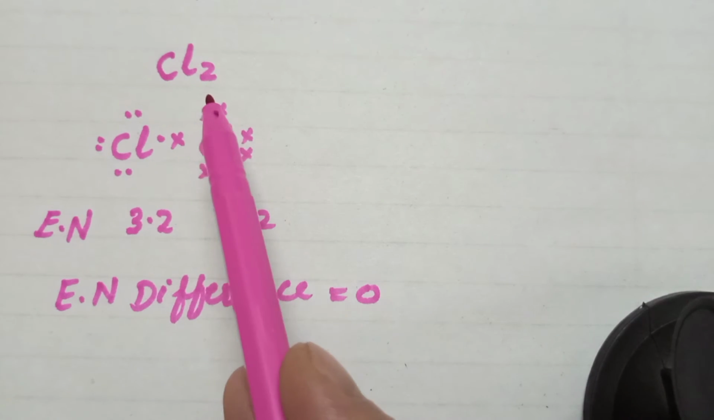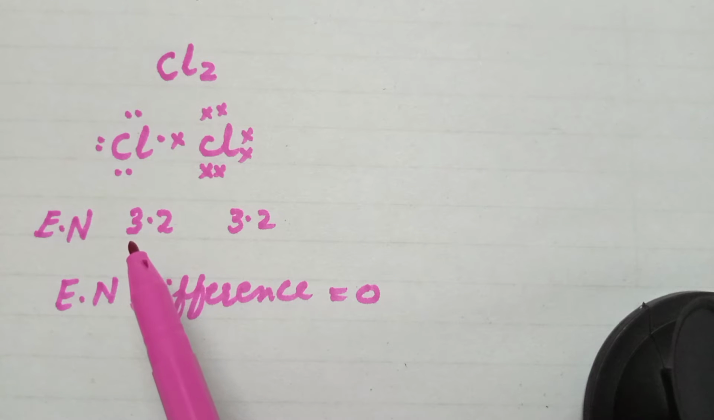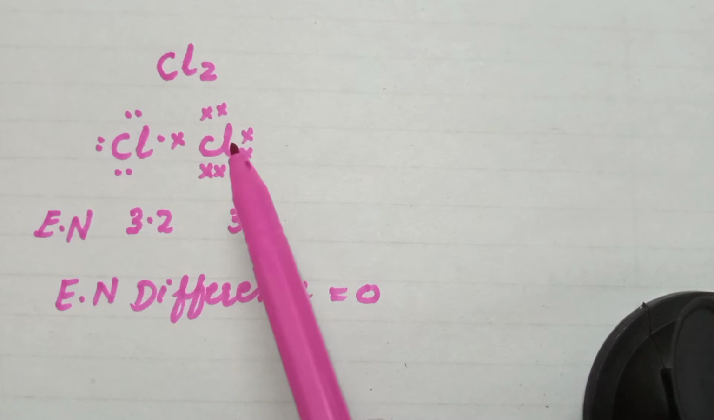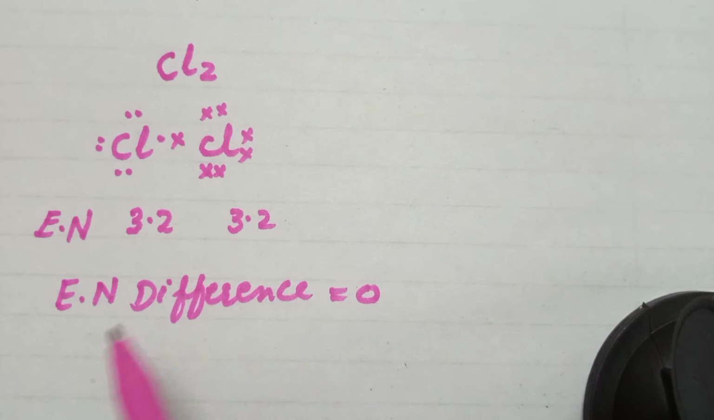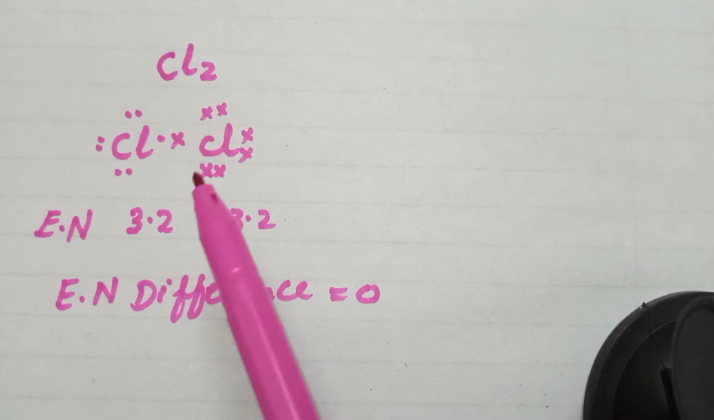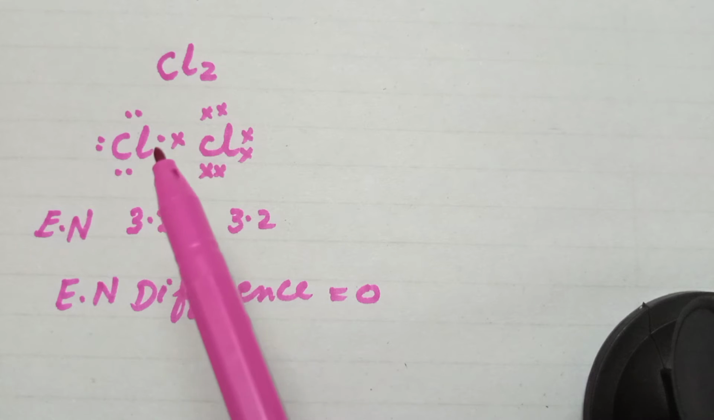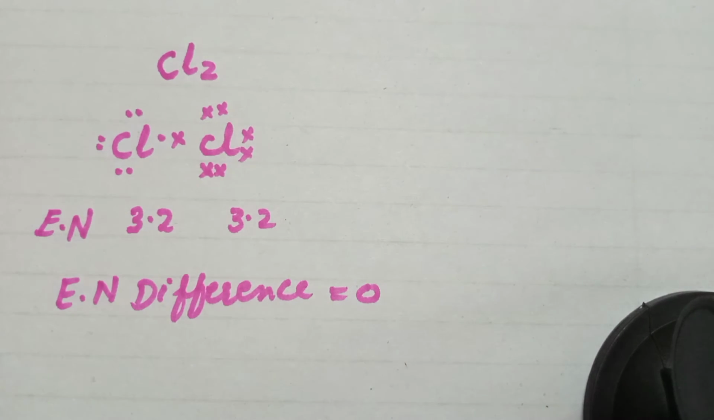In chlorine molecule, each chlorine atom has the same electronegativity, that is 3.2. This atom also has 3.2 and electronegativity difference is 0. It means that in this molecule, shared pair of electrons is also experiencing the same force of attraction on both sides, so the molecule is non-polar.